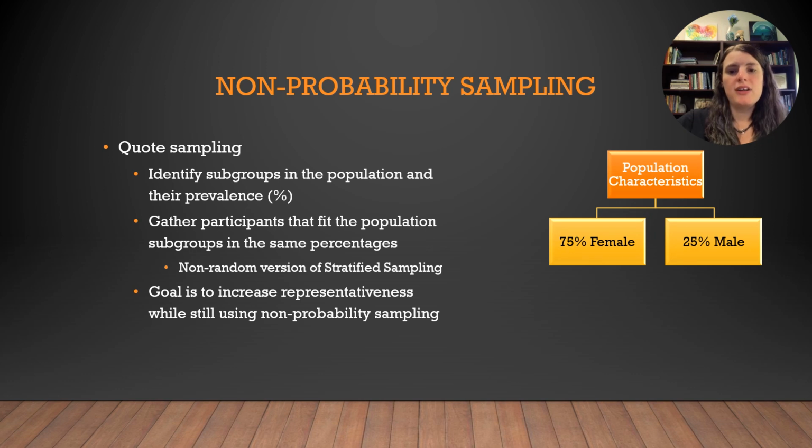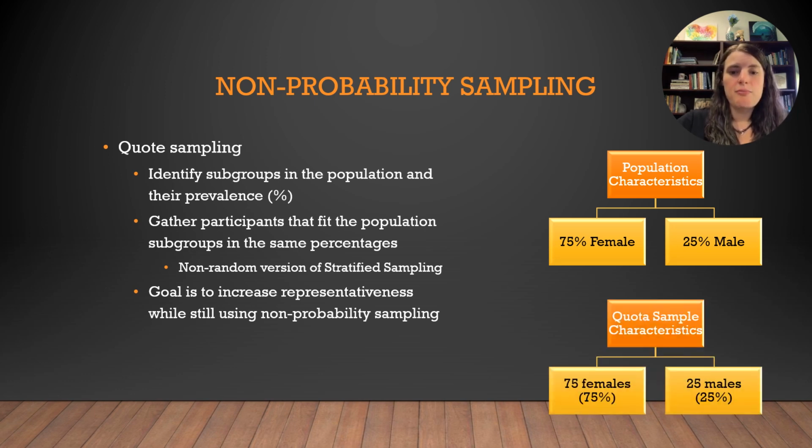For example, look at this example population. This population is 75% female and 25% male. When I create a sample using quota sampling, I would purposefully recruit more females than males to try to achieve a similar ratio. So in my 100-person sample, I would purposely recruit 75 females and 25 males. That gives me the same percentage of males versus females as my full population, with the goal of reducing my sampling bias through increased representativeness.